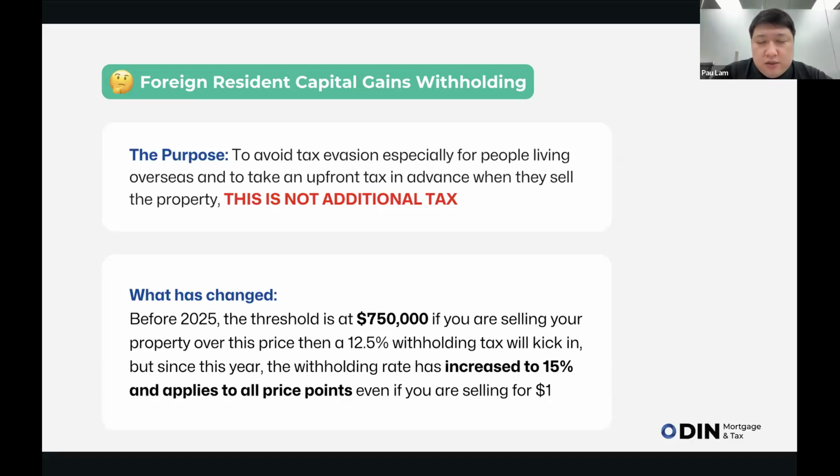And at the beginning of this year, 2025, that threshold changed again. Last year, if you sold any property for more than 750, you would need to put a 12.5% withholding to the tax office, to be seen as your potential capital gains tax. This year, the rate has increased to 15%, and it applies to all sales prices, any price point, even if you're selling for $1 to your friends or family. ATO will still want you to take a withholding on the sales price. This money goes to the tax office at settlement, so you don't get it at the settlement date.